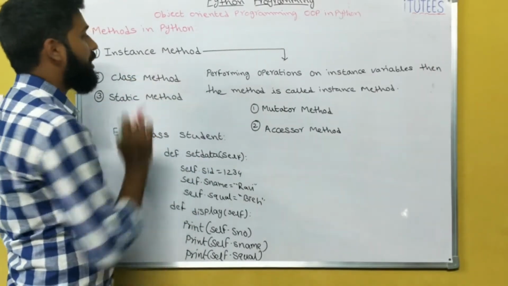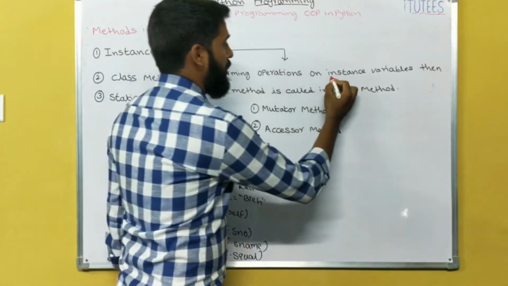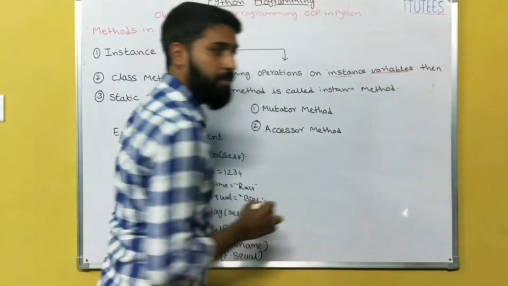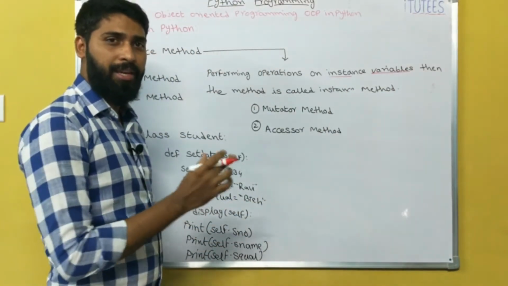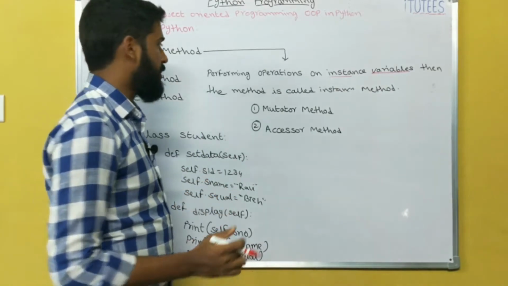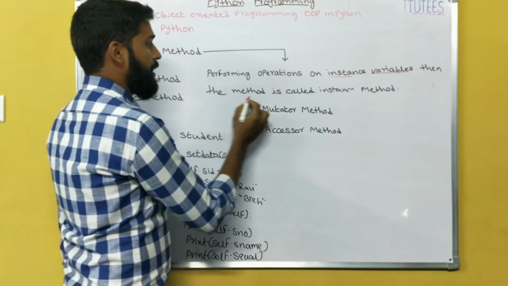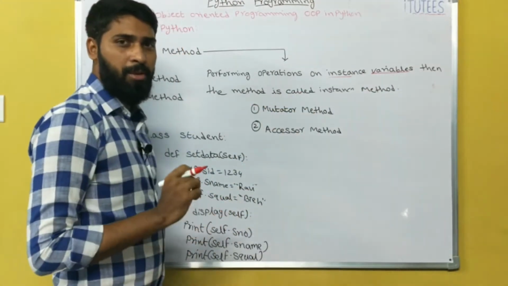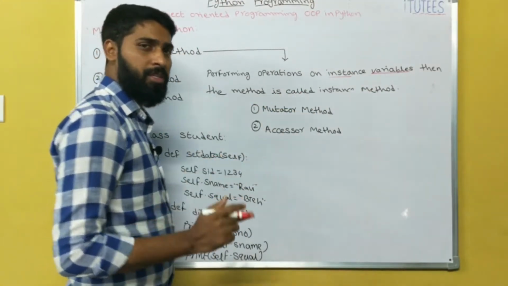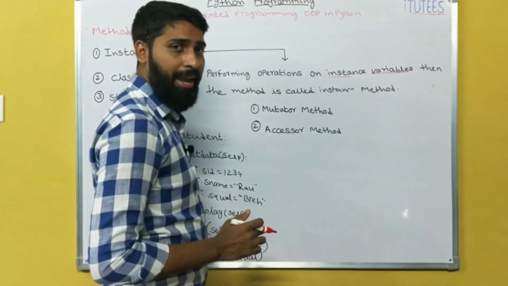First we can see what is an instance method. It performs operations on instance variables. In the previous class we discussed instance variables. Instance variables belong to objects. So when a method performs operations on instance variables, it is called an instance method. There are two types of instance methods: one is mutator method and second is accessor method.